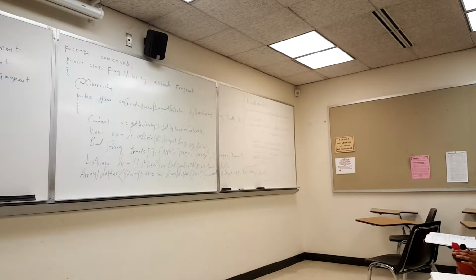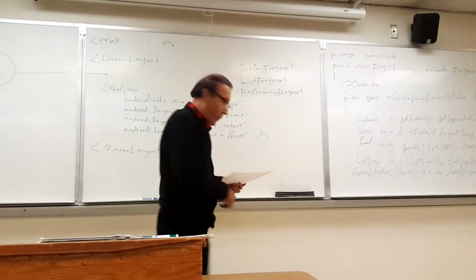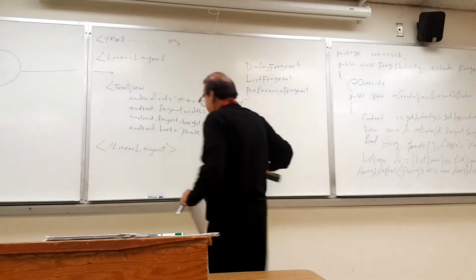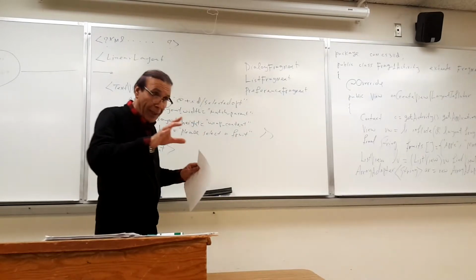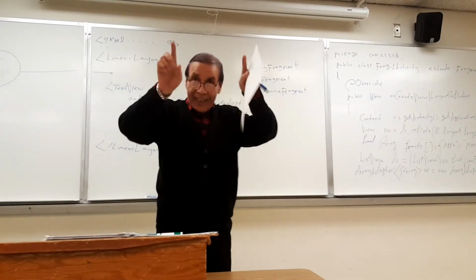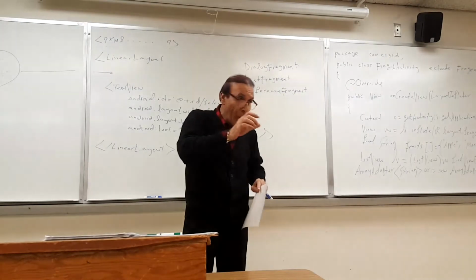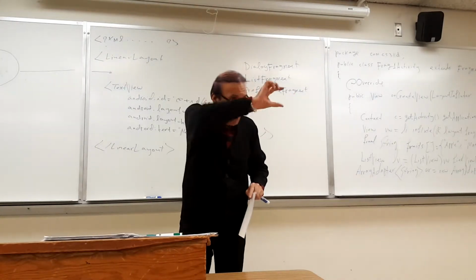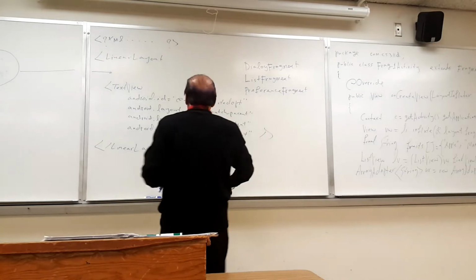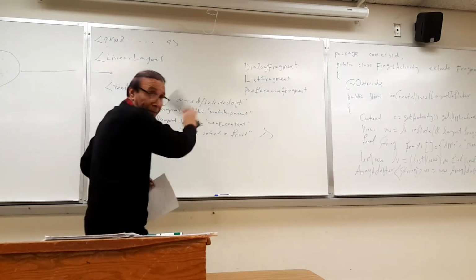Now, the second fragment is pretty simple. Let me write it down for you. This fragment is taking care of only the text view, and that's it, right? But if you remember, we have two fragments. One is taking care of the list view, and the other one is taking care of displaying the result, the text view. That's what we are doing.